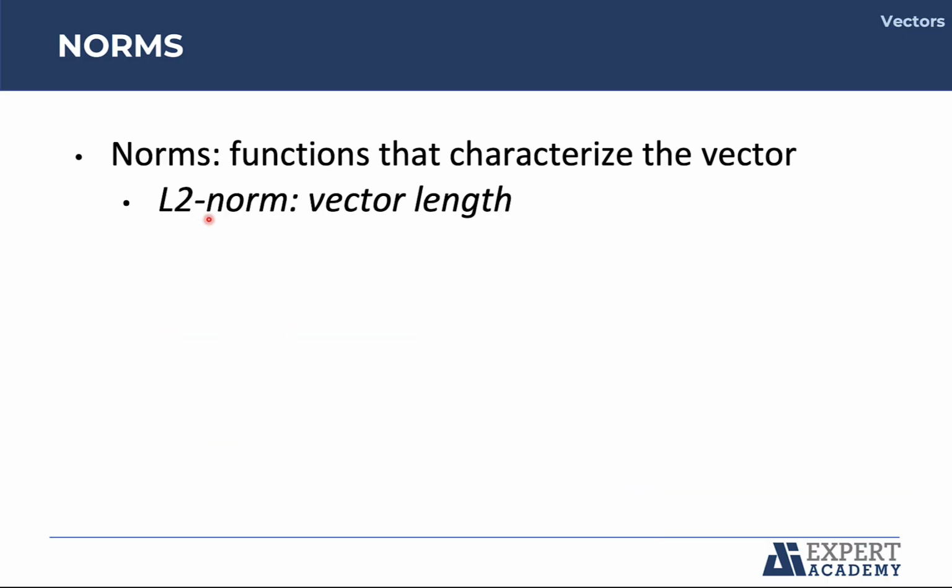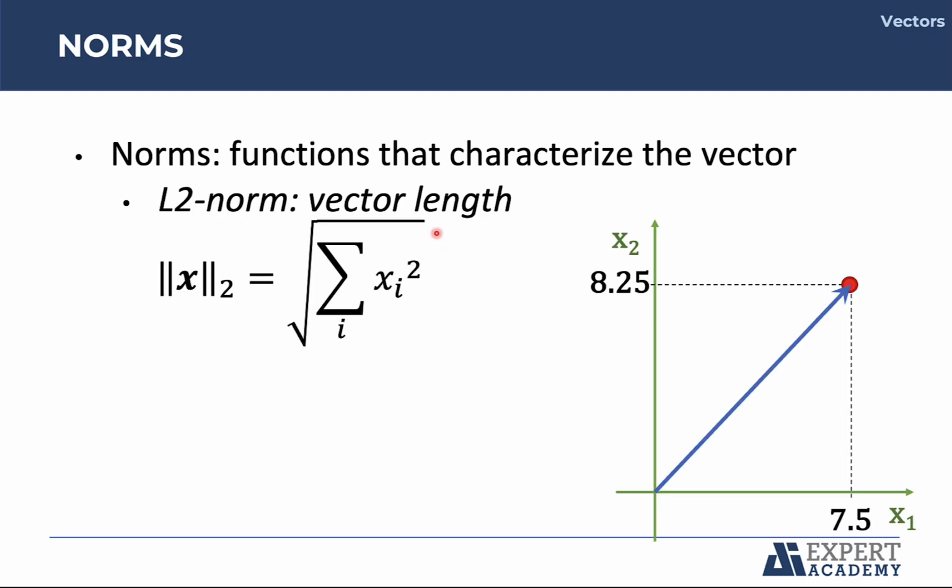We also have L2 norm, that represents the length of the vector. And the equation is as follows. The L2 norm of x is equal to the square root of the sum of the values squared. See here that we have letter i, that means the number of coordinates. In this case, we have only x1 and x2.